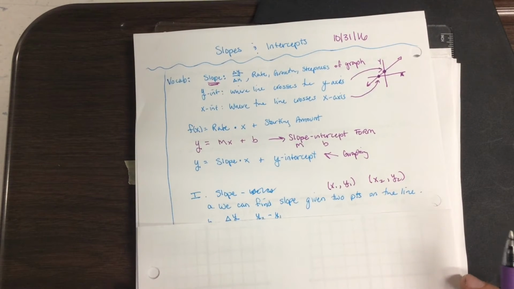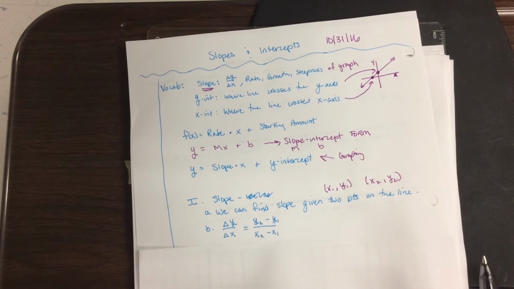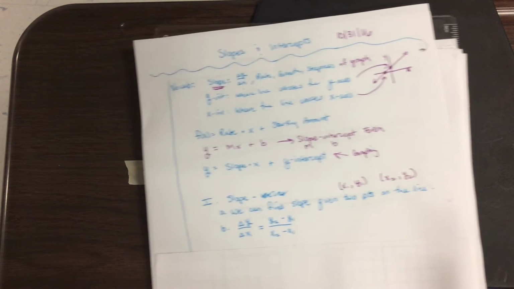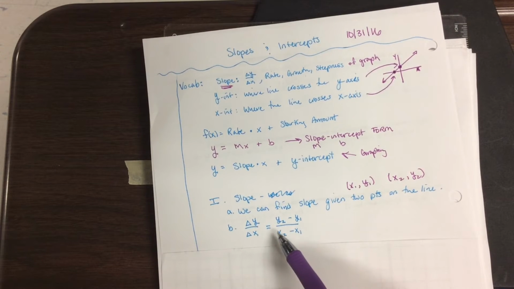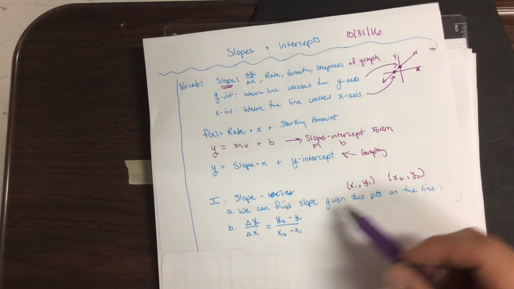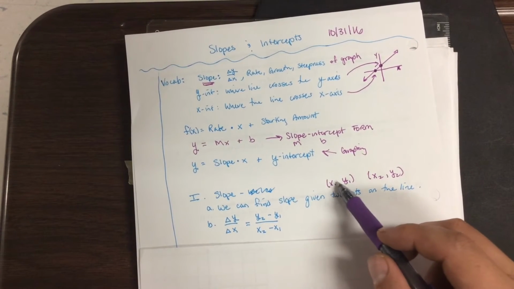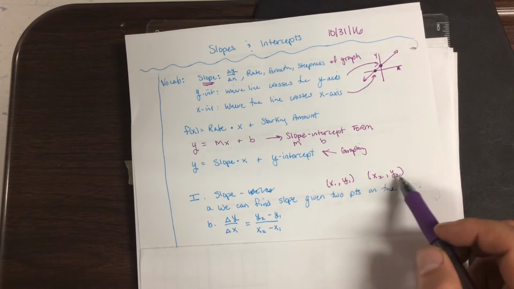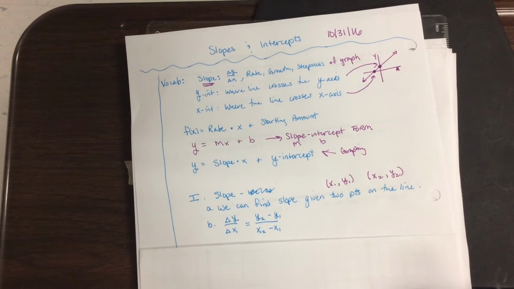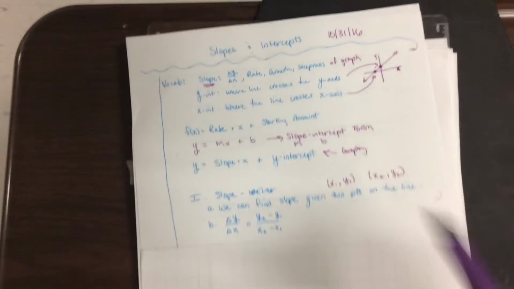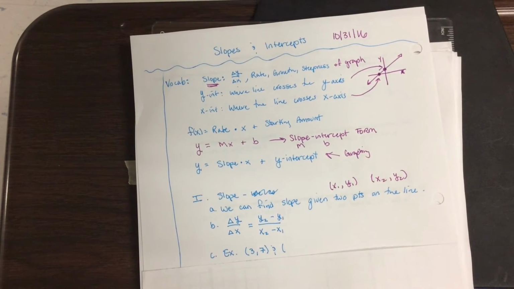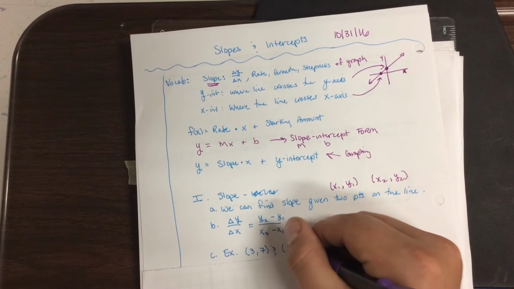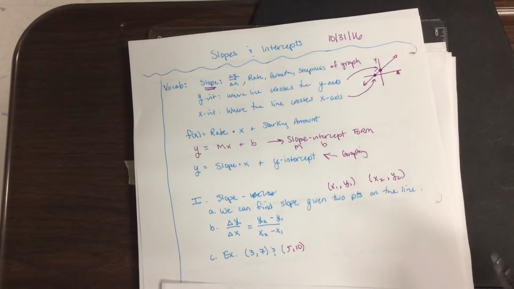Okay, finding the slope. So the formula here is the change of y over the change of x equals y2 minus y1 all over x2 minus x1. And what that means is that if we have 2 points, and we make one point the set of the ones and one point the set of the twos, we can plug them into this equation and find out what the slope is. So here's an example: (3, 7) and (5, 10), okay?